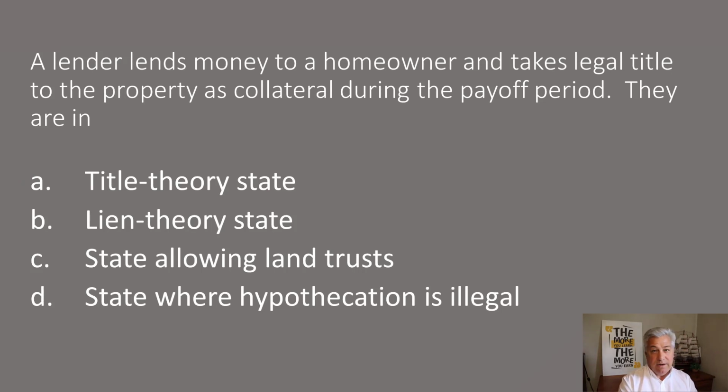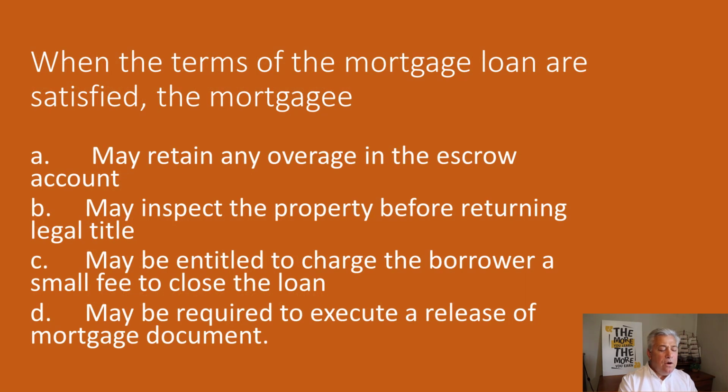Question number 19. When the terms of the mortgage loan are satisfied, the mortgagee, who's the mortgagee? The mortgagee is the lender. And the lender, D, may be required to execute a release of mortgage document. That's how they remove their lien from the property. They're going to go down to the city or county and file this release of mortgage to remove the lien from the property.